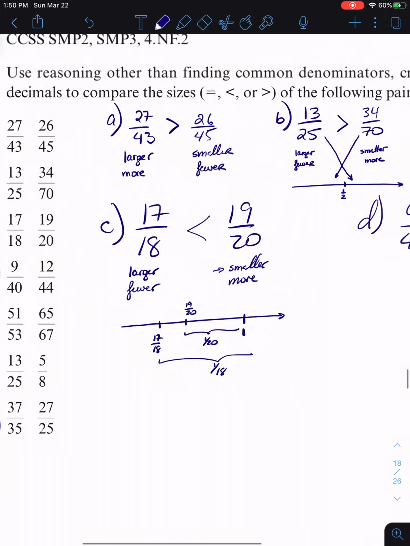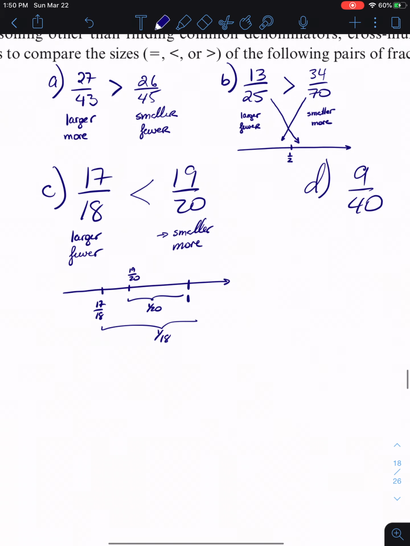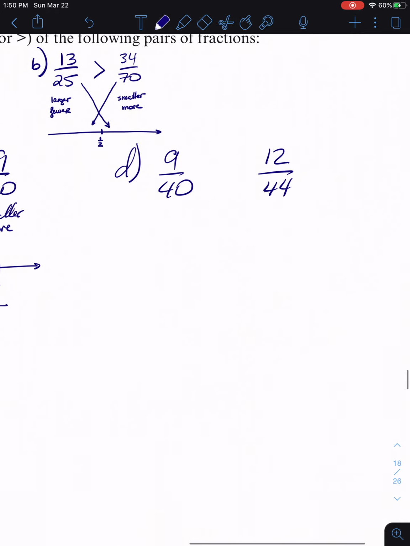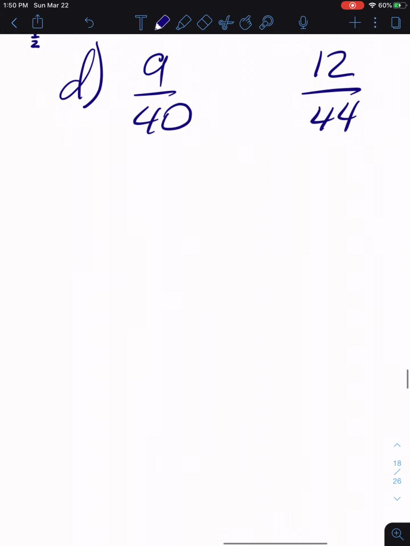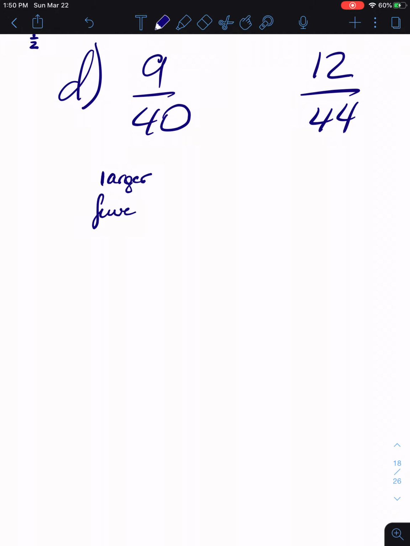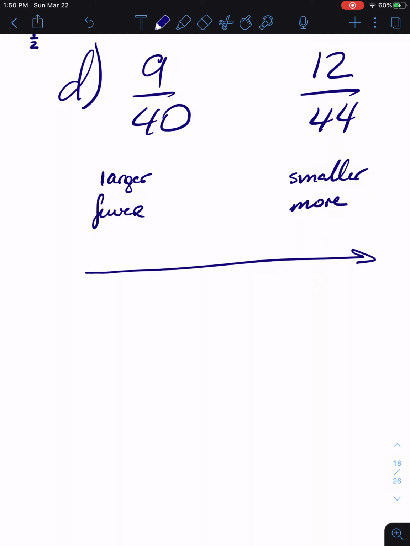So notice, just like with part B, we couldn't compare the two numbers to each other, but we could compare to a different number. So let's do a similar kind of thing with D. So these are larger because we need fewer of them to fill the hole, and we have fewer of them. And these are smaller, and we have more of them. So again, we can't compare them to each other directly. So let's pick a number that's really close.